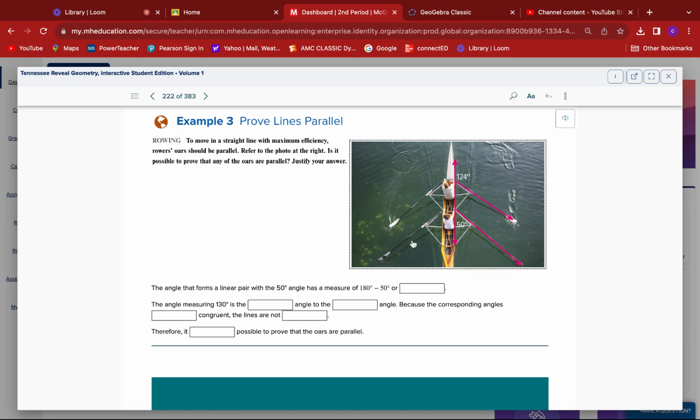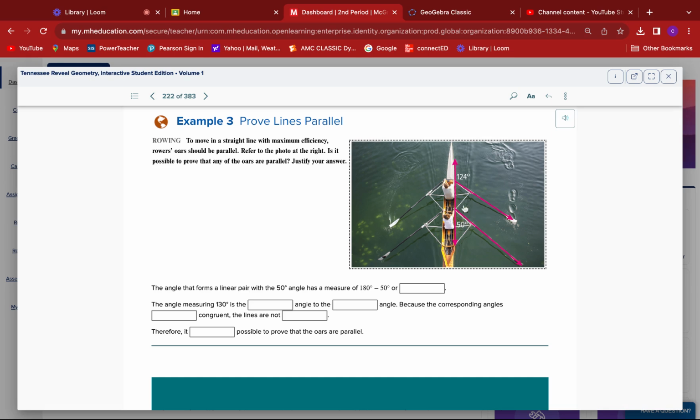I guess they're talking about these two black lines and these two red lines. Refer to the photo at the right. Is it possible to prove that any of the oars are parallel? Justify your answer. Okay. First off, I see this 124 is an obtuse angle. And its corresponding angle, if the lines are parallel, is also 124. Which means the 124 that corresponds to 124 and the one adjacent to it, 50, should add up to be 180 because they're a linear pair.